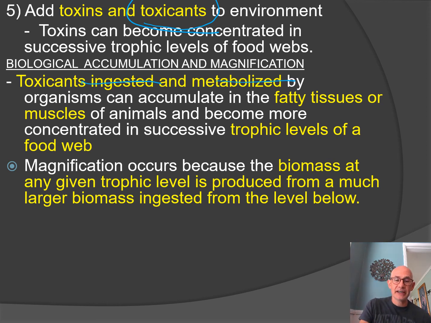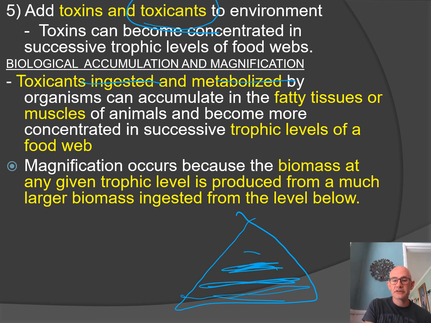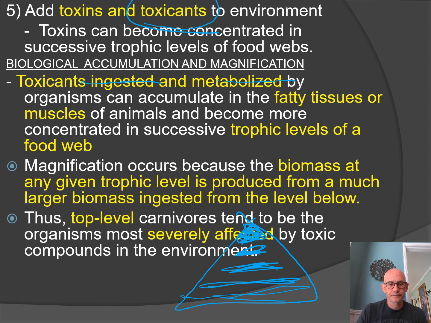So you get this triangle of toxicity. Your lowest concentration is down here, and then as you move up, you get more and more concentrated. At the very, very top, it's a super concentrated amount of toxin, and that's where you begin to see the negative effects of that toxin on the organism. So the top level carnivores tend to have the worst response to these toxicants in the environment.